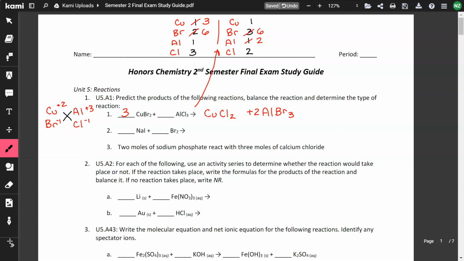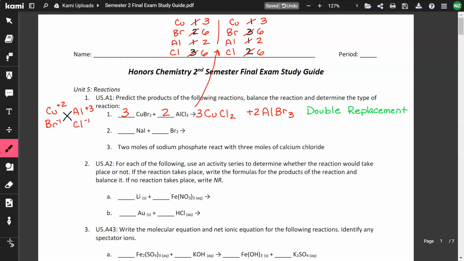Okay, so we balanced bromine, but we totally just messed up our coppers. So we need 3 coppers on the right side. So let's put a 3 here. 3 times 1 makes this a 3. 3 times 2 makes this a 6. Okay, so we only need one more thing to balance this. If I put a 2 here, 2 times 1 is 2. 2 times 3 is 6. Okay, and as I mentioned earlier, this is a double replacement, also known as a double displacement reaction.